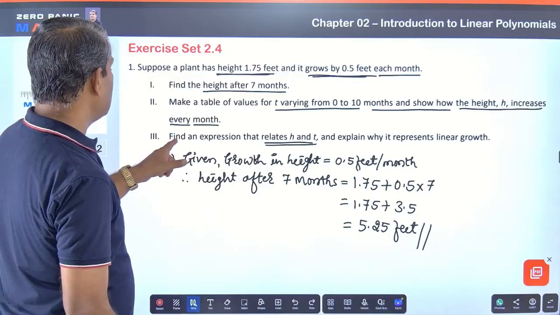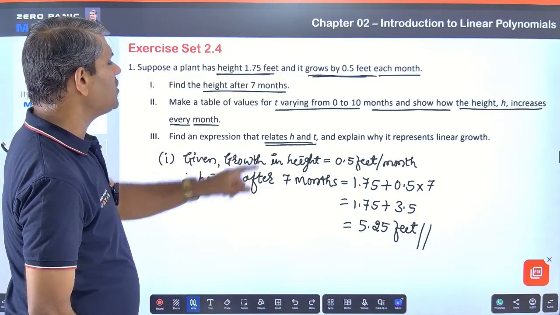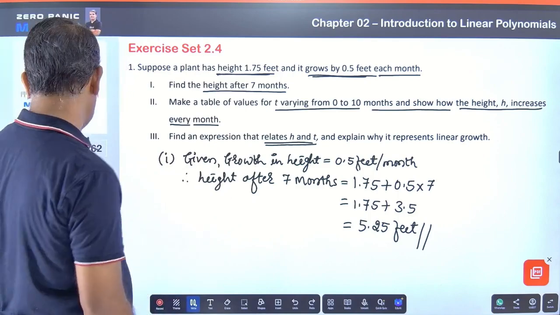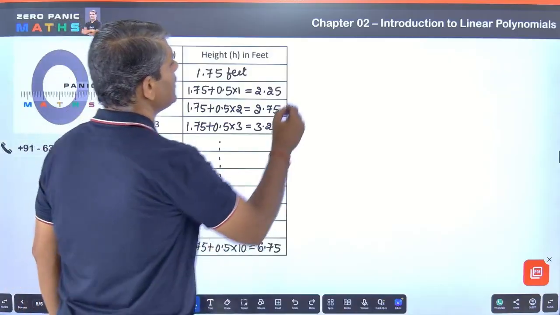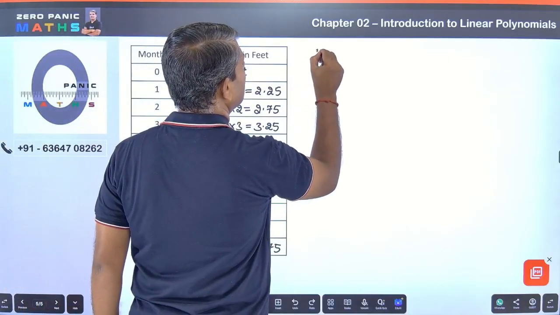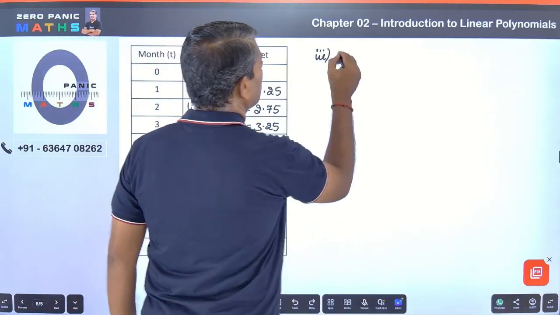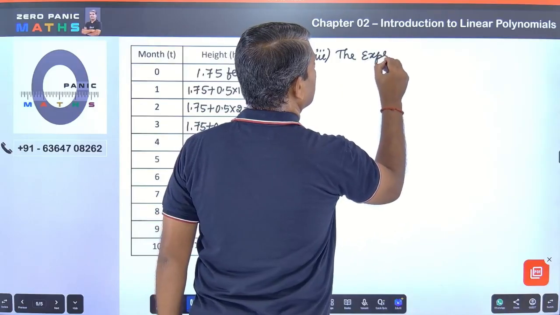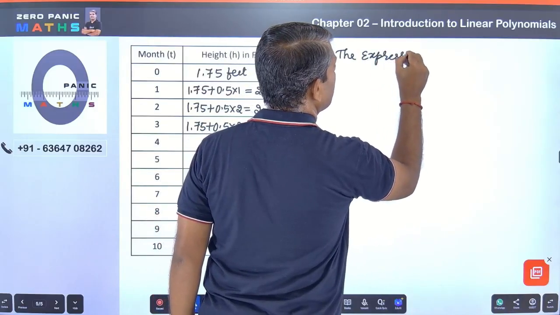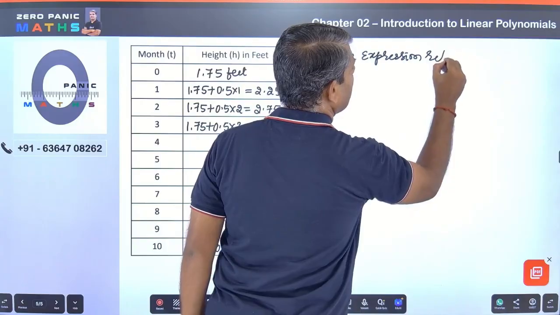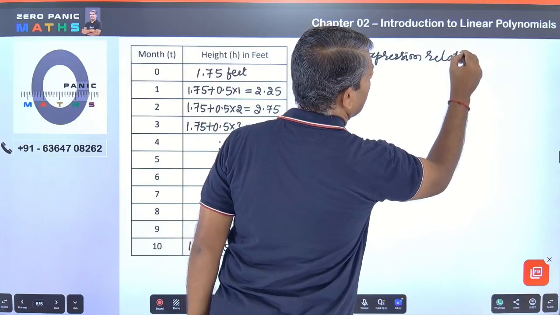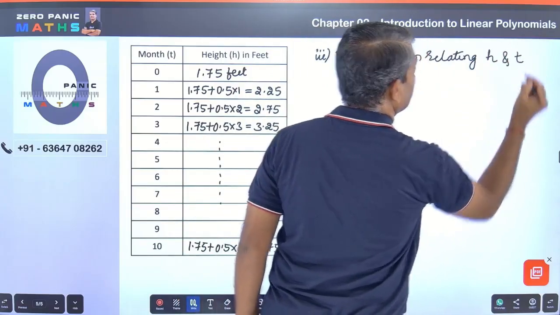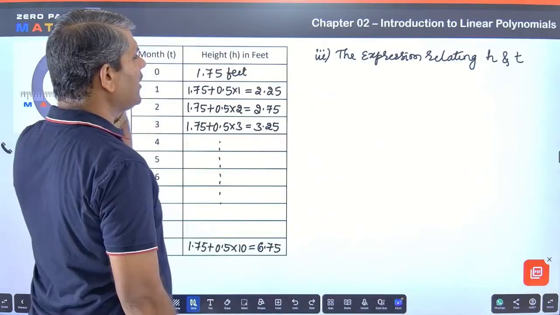Finally, the third question is to find an expression that relates h and t and explain why it represents a linear growth. Let us consider this as the third question. The expression relating h and t will be the height after t months.